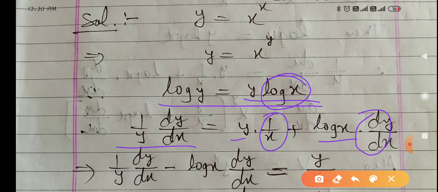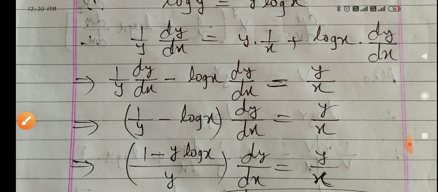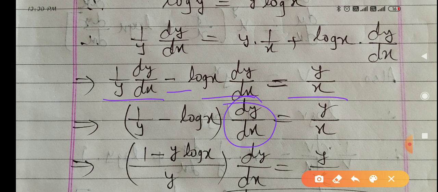Now the dy upon dx term you can take on one side. 1 upon y dy upon dx minus log x dy upon dx. On the RHS, y upon x only. Dy upon dx is common. So 1 upon y minus log x, into dy upon dx, equals y upon x.